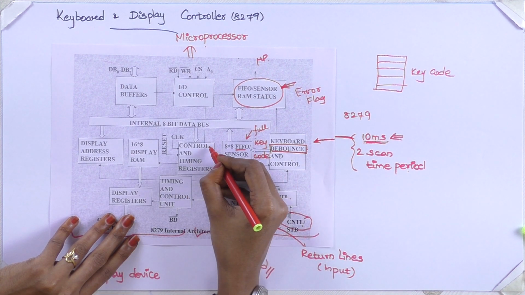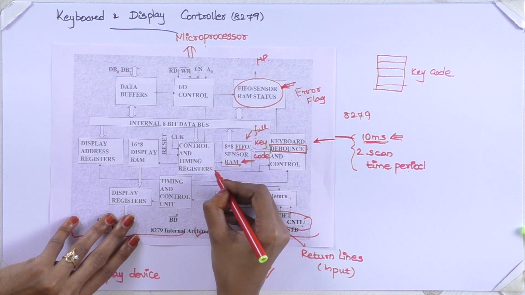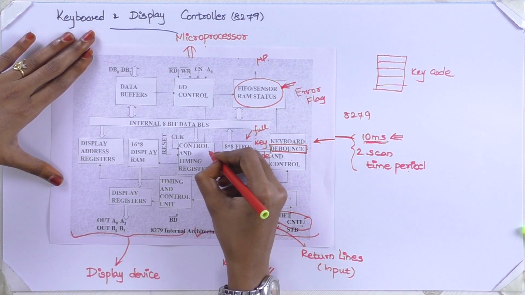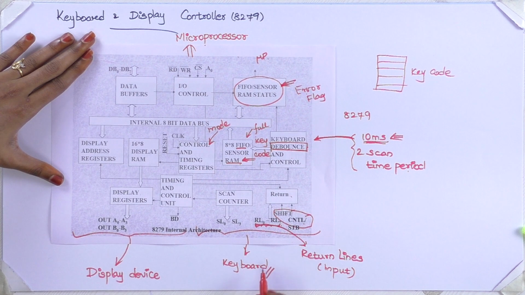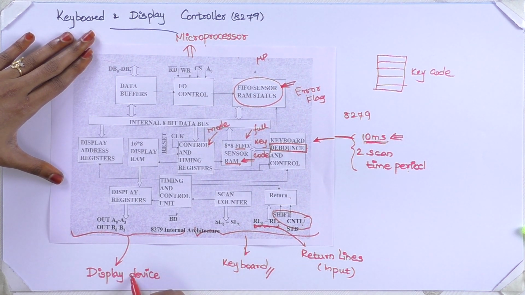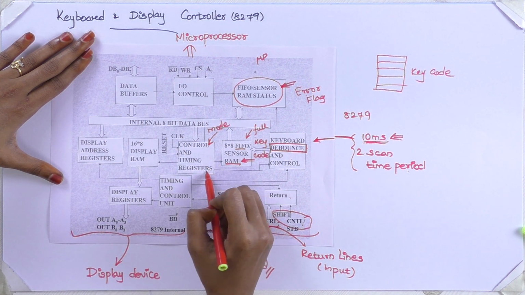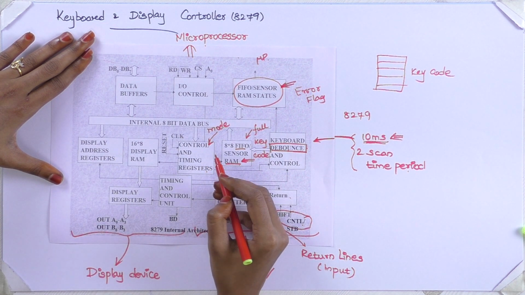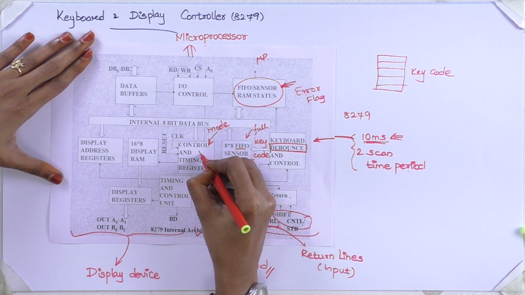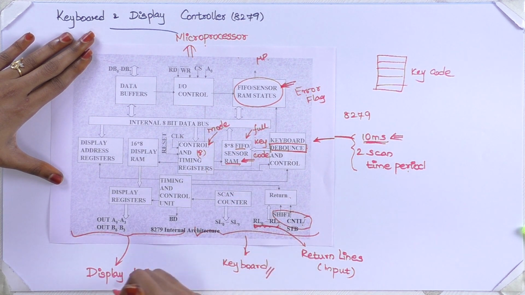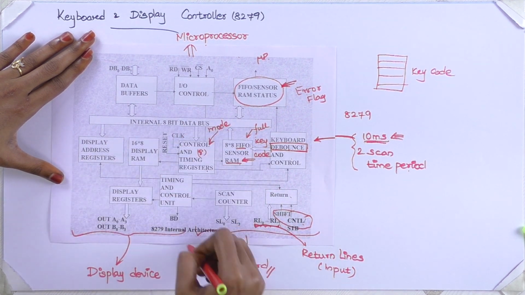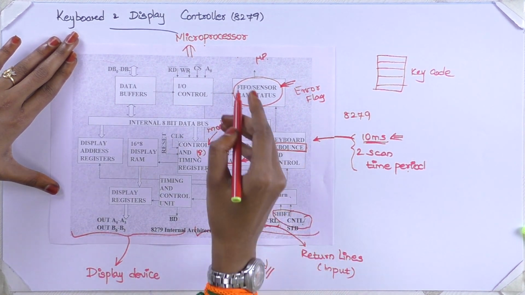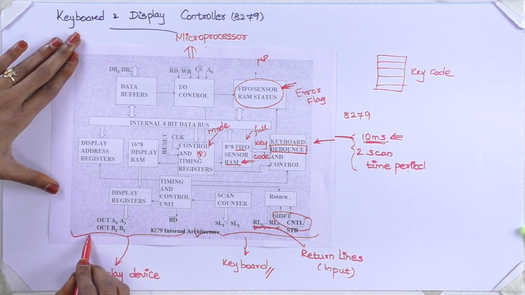On this block, the control and timing register will set the mode of the keyboard and display. Keyboard is your input, display is your output. To set the modes for keyboard and display, the control and timing registers are used. This is an 8-bit register, used to fix the modes for keyboard and display. That's its purpose. This is the keyboard part, and now we come to the display.